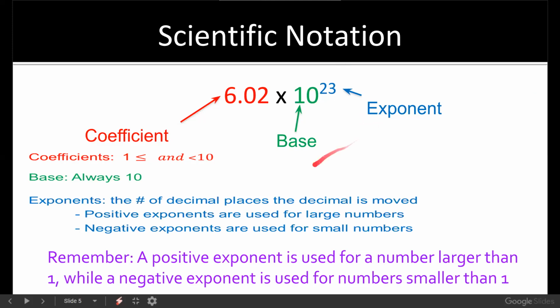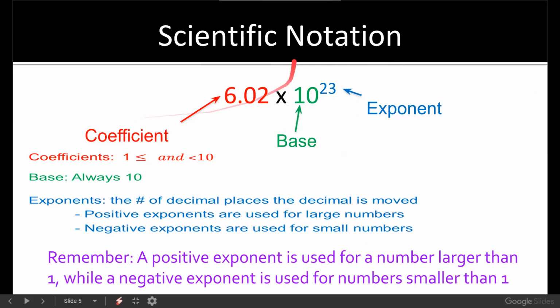Now the exponent is just going to tell you the number of decimal places the decimal is moved. Positive exponents are used for larger numbers, and negative exponents are used for smaller numbers. A general rule of thumb is if you're given a scientific notation and it's a positive number, that decimal is going to move to the right. And if it is a negative number, that decimal is going to move to the left.